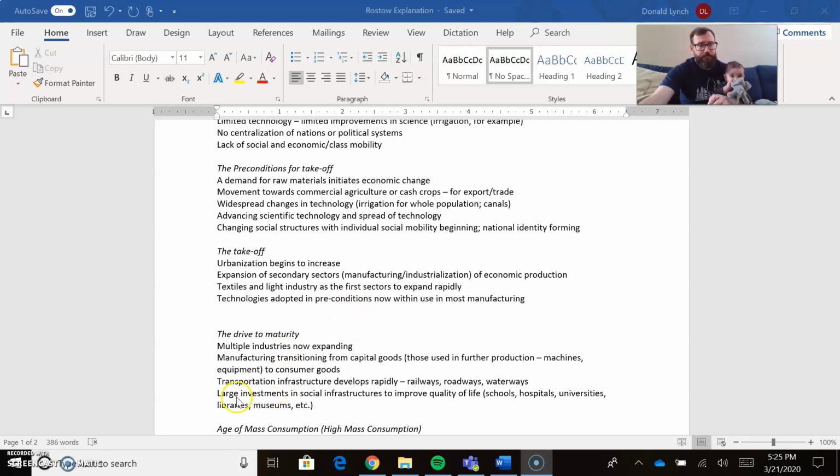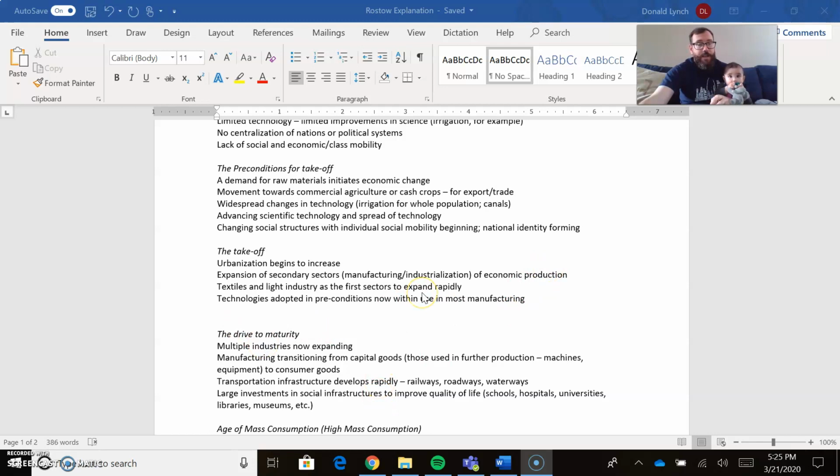Other things that we see in the drive to maturity is that a lot of the investment that was happening, we aren't necessarily receiving external investment anymore. Now it's more internal because we are producing and we're starting to make things that can be exported. We're going to reinvest that in social infrastructure that will further improve the quality of our life. So we invest in schools and hospitals and universities and libraries, museums and so forth.